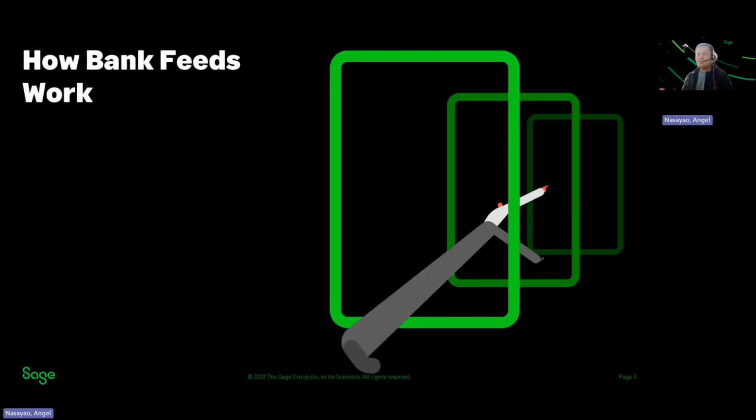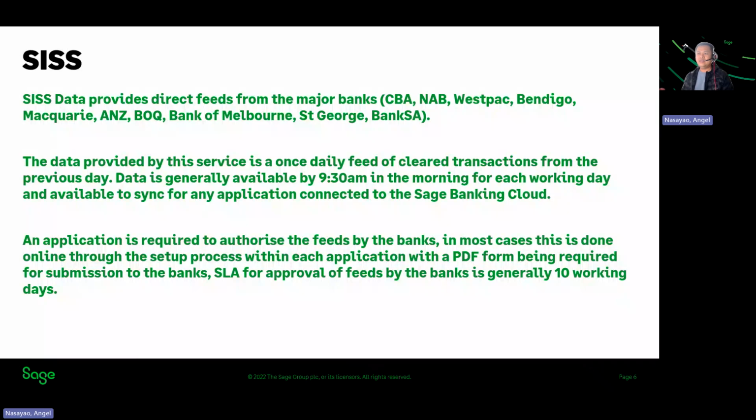All right, so how do bank feeds work? Let's start with Australia. We have the direct bank feed being provided by SIS data. SIS data provides you direct feeds from the major banks like CBA, NAB, Westpac, Bendigo, Macquarie, ANZ, BOQ, Bank of Melbourne, St. George, or Bank SA. The data through SIS is provided by the service as a once-a-day feed of cleared transactions from the previous day, and the data is generally available by 9:30 in the morning for each working day, and available to sync for any application connected to the Sage Banking Cloud.